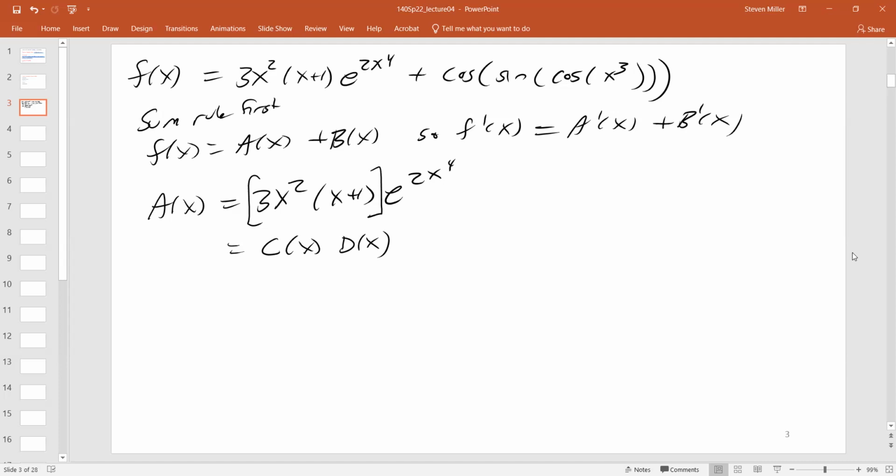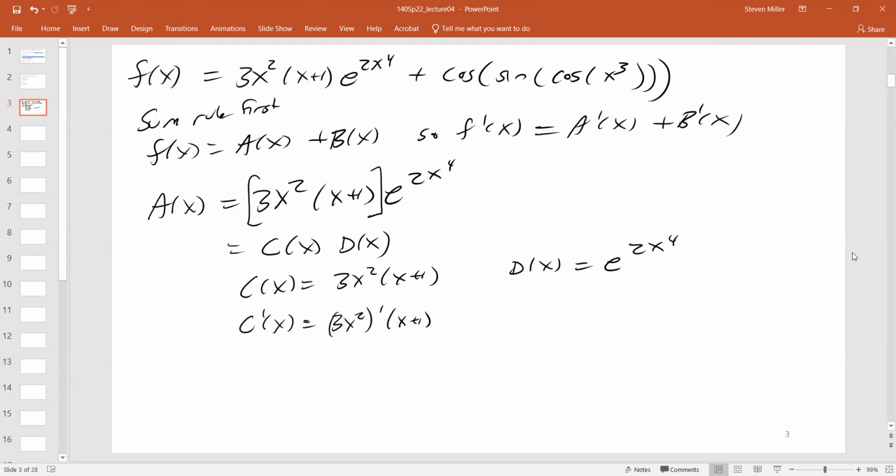So I've got C of x is 3x squared times x plus 1. D of x is e to the 2x to the 4th. C prime of x, if you remember the product rule, I can just write it a little bit quickly: 3x squared prime times x plus 1, plus 3x squared times x plus 1 prime. Right? Derivative of the first times the second plus the second times the derivative of the first.